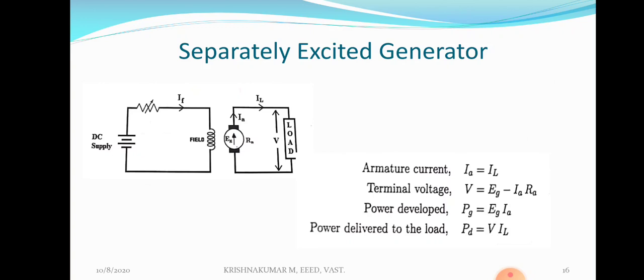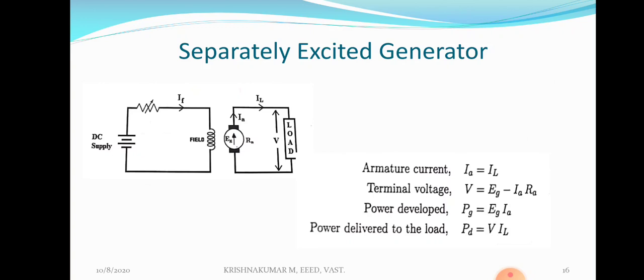So armature current IA is equal to load current IL, because load is connected in series with the armature and brushes. Look at the equation on the right hand side of the slide. Armature current IA is equal to load current IL, because in a series circuit current is the same. Load is connected in series with the armature, so IA is equal to IL.